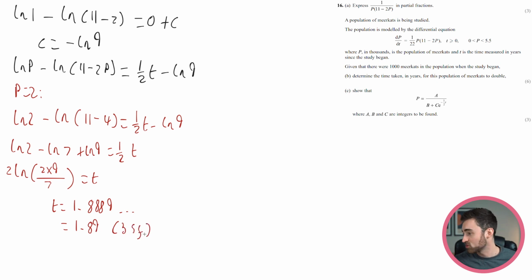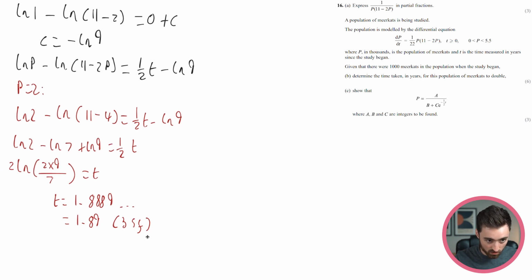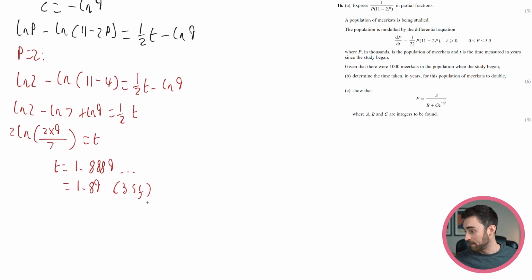3 sig fig. Let me just check if t is measured in years. t is measured in years, yeah. So always just make sure they don't want any time unit conversions. Cool, okay, so we've got that. Now part C basically wants me to rearrange. So this is the equation I want to use here.